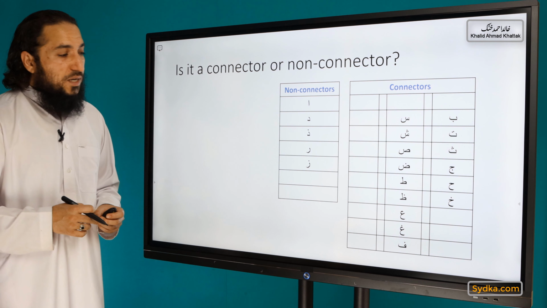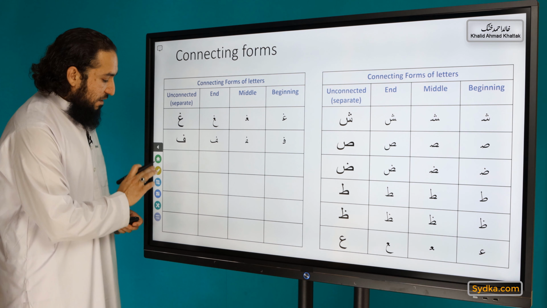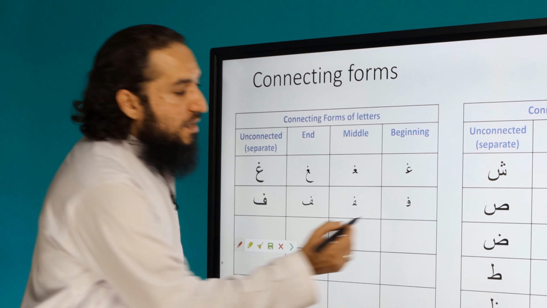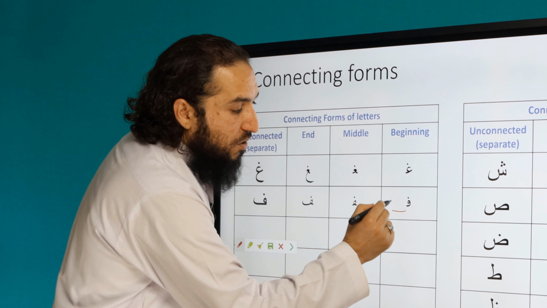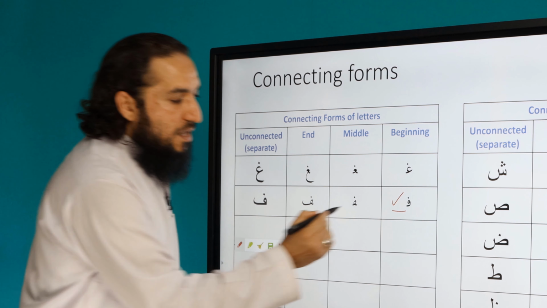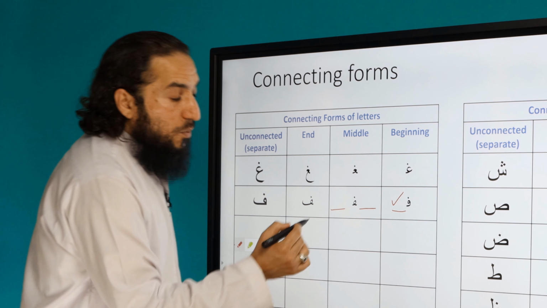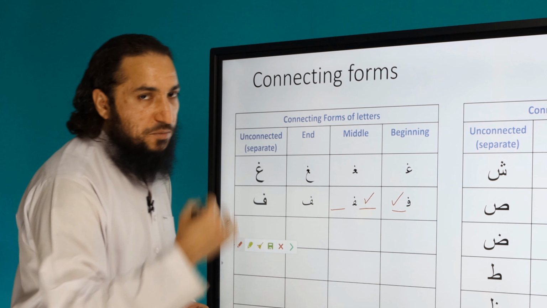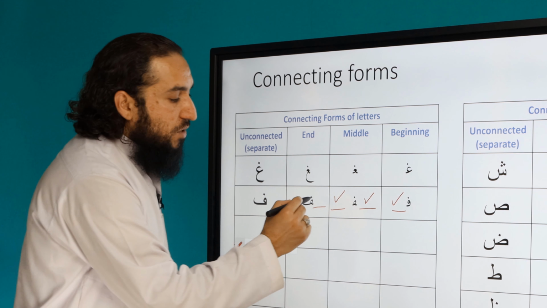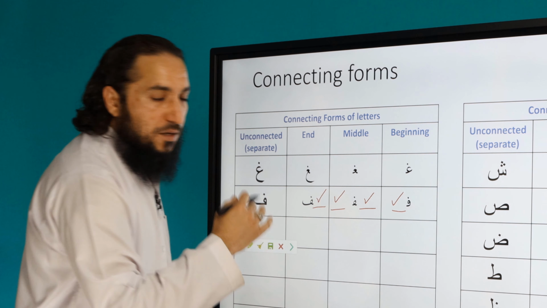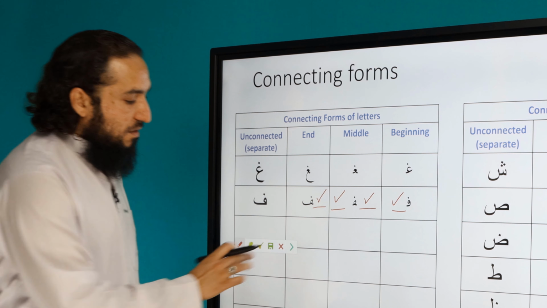Is it a connector or non-connector? It is one of the connectors, because it has connecting forms that fulfill the condition of a connector. Its connecting form in the beginning looks like this, and other letters can be connected with it after it. If it comes in the middle of a word, you can connect other letters with it before or after it. And if it comes at the end of a word, you can connect other letters with it before it. Because it fulfills all the conditions of a connector, it is a connector.